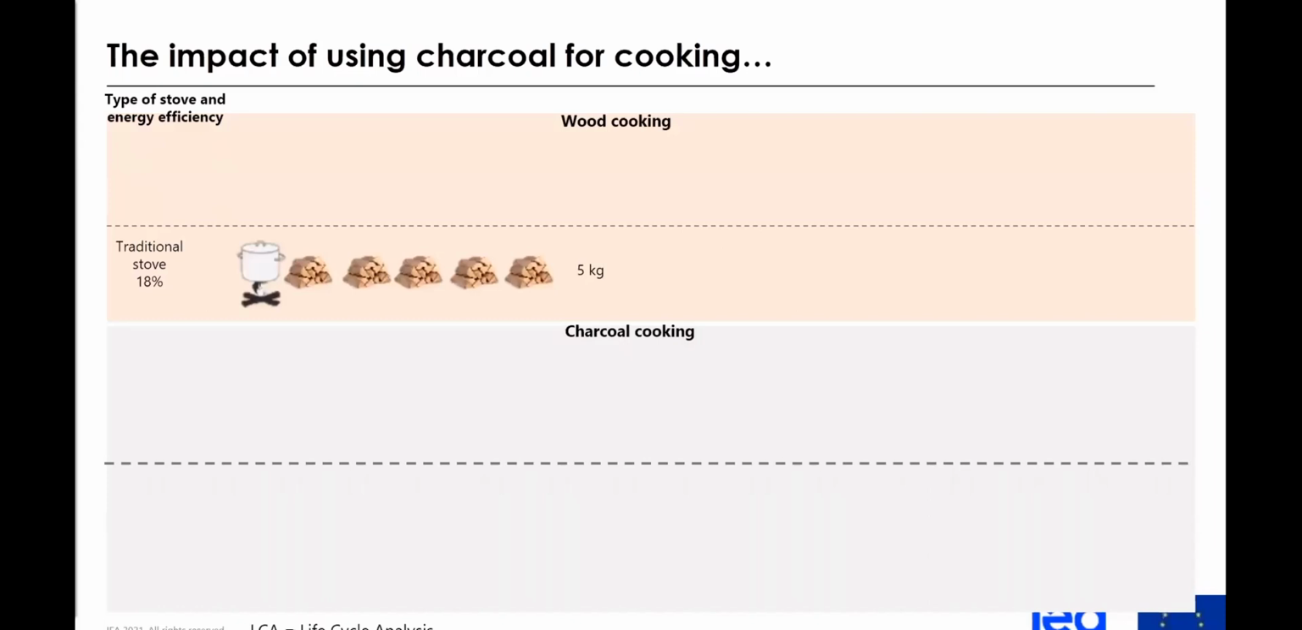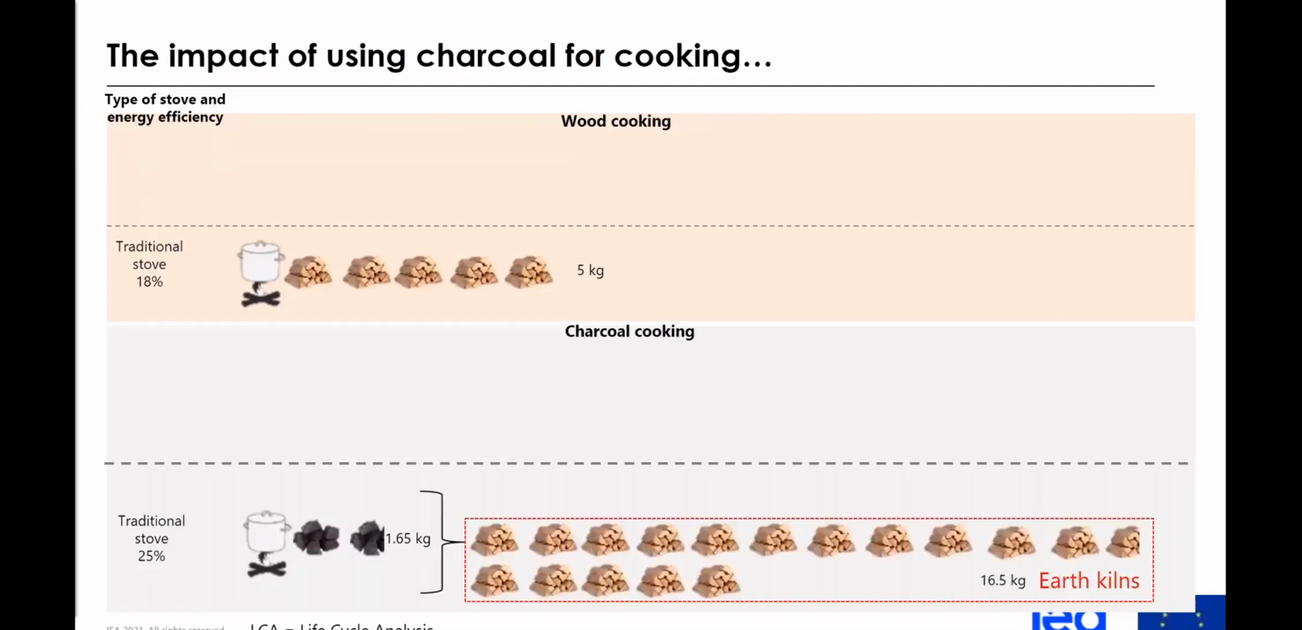With a traditional stove, you need around 5 kilos of wood to cook a meal. But if you use charcoal, you need only around 1.65 kilograms of charcoal. Then to produce this charcoal, you will actually be consuming 16 kilograms of wood if using an earth kiln. So in the end, when you do a complete analysis, you are actually consuming more wood. The life cycle analysis shows an efficiency of 5% only.